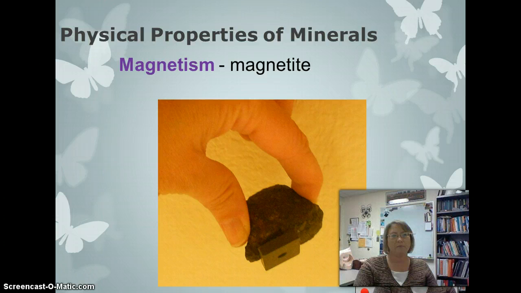Lastly, magnetism. Magnetite is a mineral that will actually attract a magnet. As we can see in the image, we have the sample held upside down, and yet the magnet is still attached to the mineral.